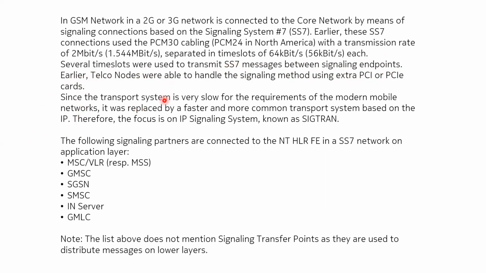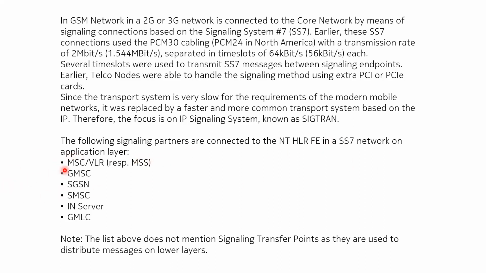But then, because traffic was growing and SS7 was very slow, there was a need for faster signaling speed. So SS7 was replaced with an IP-based approach, and therefore the focus on IP signaling, known as sigtran. So we put SS7 on top of IP. Right, so it will have a much higher speed.